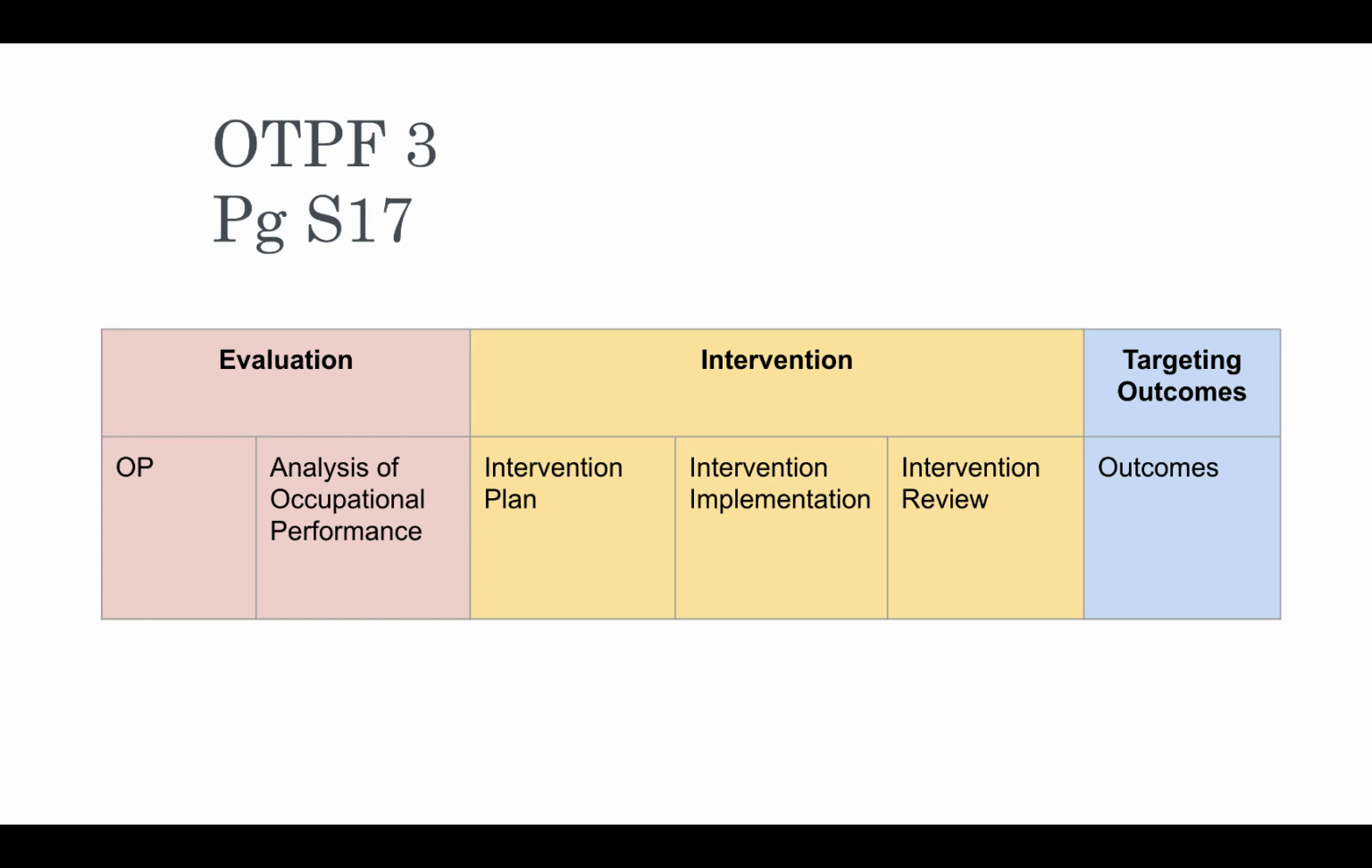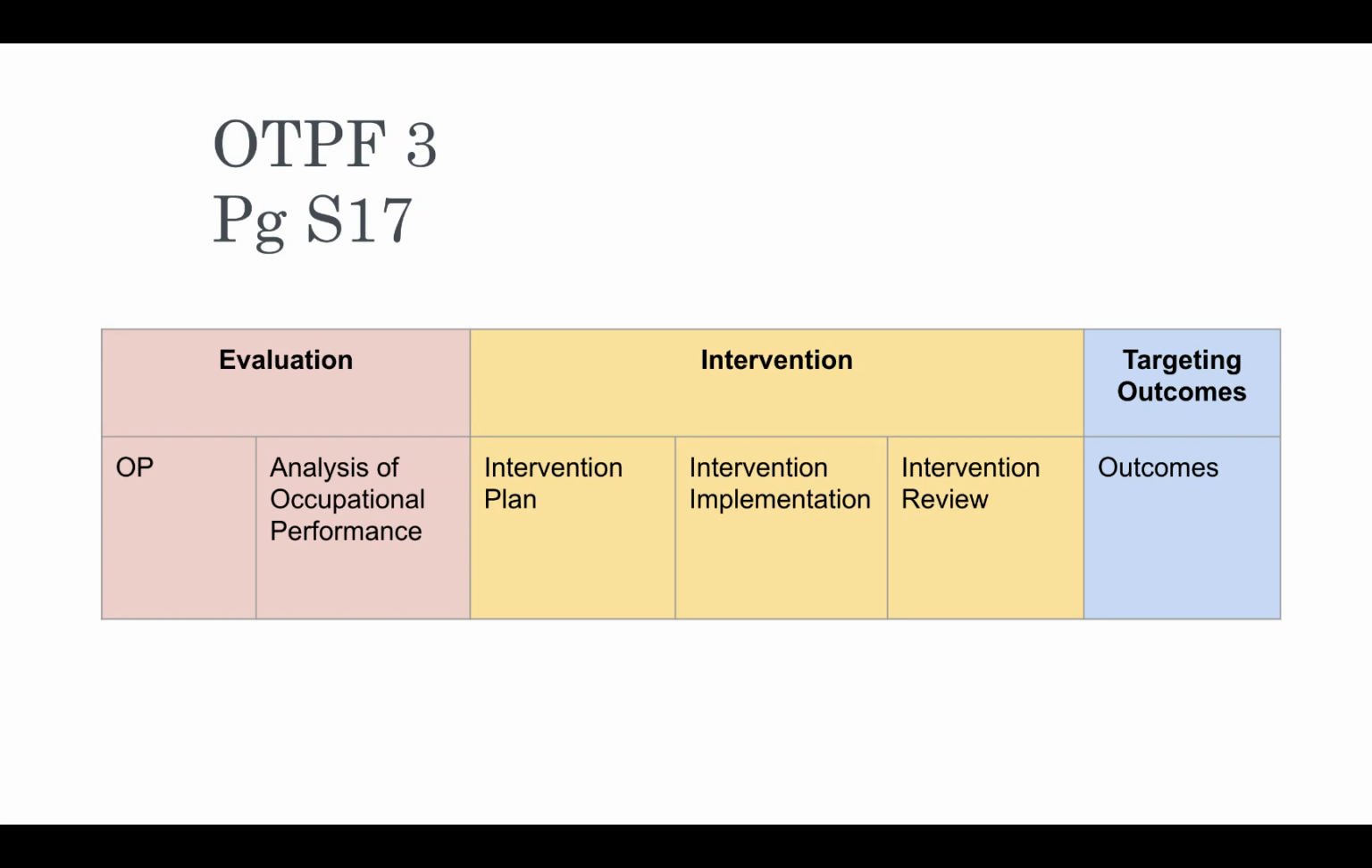Then we're going to create or look at the intervention. This is the yellow section in this slide. This looks at creating an intervention plan. This is kind of like a roadmap. We're going to talk more about this in a minute. We're going to identify and create an intervention implementation. And then we're going to review that intervention to make sure that it's working as we expected or as we want it to. And then we're going to be looking at targeting outcomes, which a lot of times people will think of as the discharge from therapy, but there's actually many components that we look at when targeting outcomes.